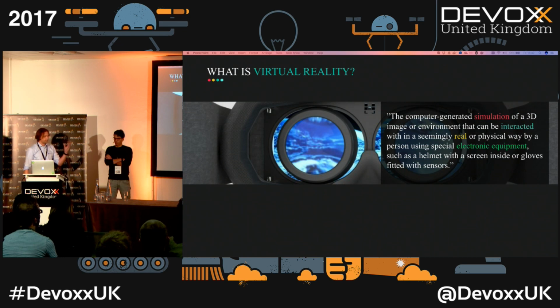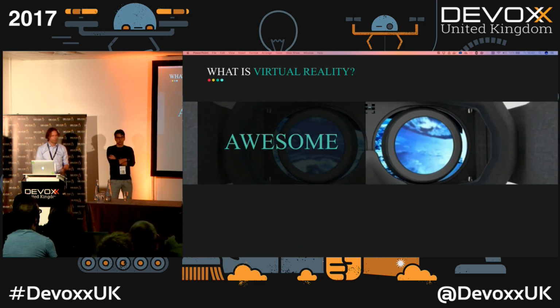So virtual reality. What is virtual reality? Of course, you can look it up on the internet. You have a nice definition of it. It's a computer-generated simulation. You can interact with it. It's seemingly real, and you can use equipment to interact with the world, and you have the feeling that you're in it. But what actually is meant by these words is that it's absolutely awesome. So that's more the definition that we're looking for.